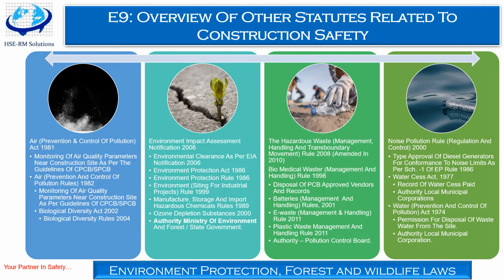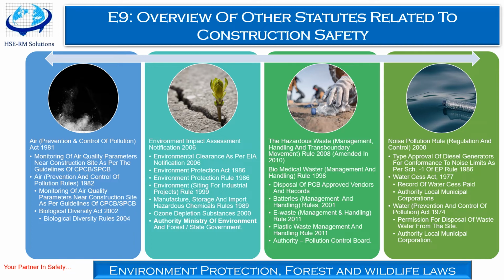Now similarly, this was the act. Now comes the rule. The rule also states the same: all industry operating within the designated air pollution control areas must obtain a permit from the state board. The state is also required to provide emission standards for industry and automobiles after consulting the central board. So here, monitoring of air quality parameters near the construction site as per guidelines of CPCB and SPCB is required.